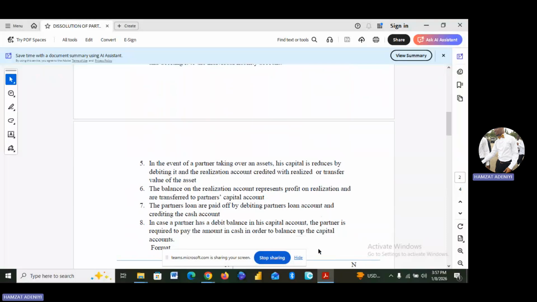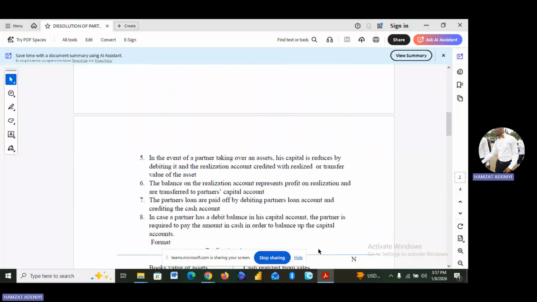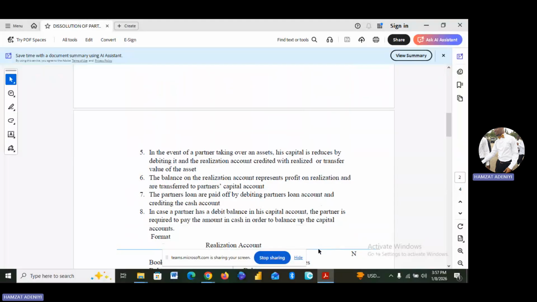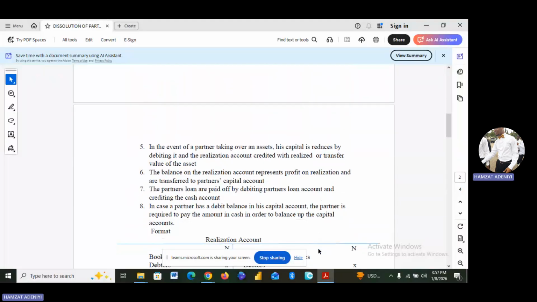In case a partner has a debit balance in his capital account, the partner is required to pay the amount in cash in order to balance up the capital account. We are going to look critically into different case scenarios, and practically solve them one after the other in subsequent videos. Thank you. But before I go, let's just look at the format of the realization account.